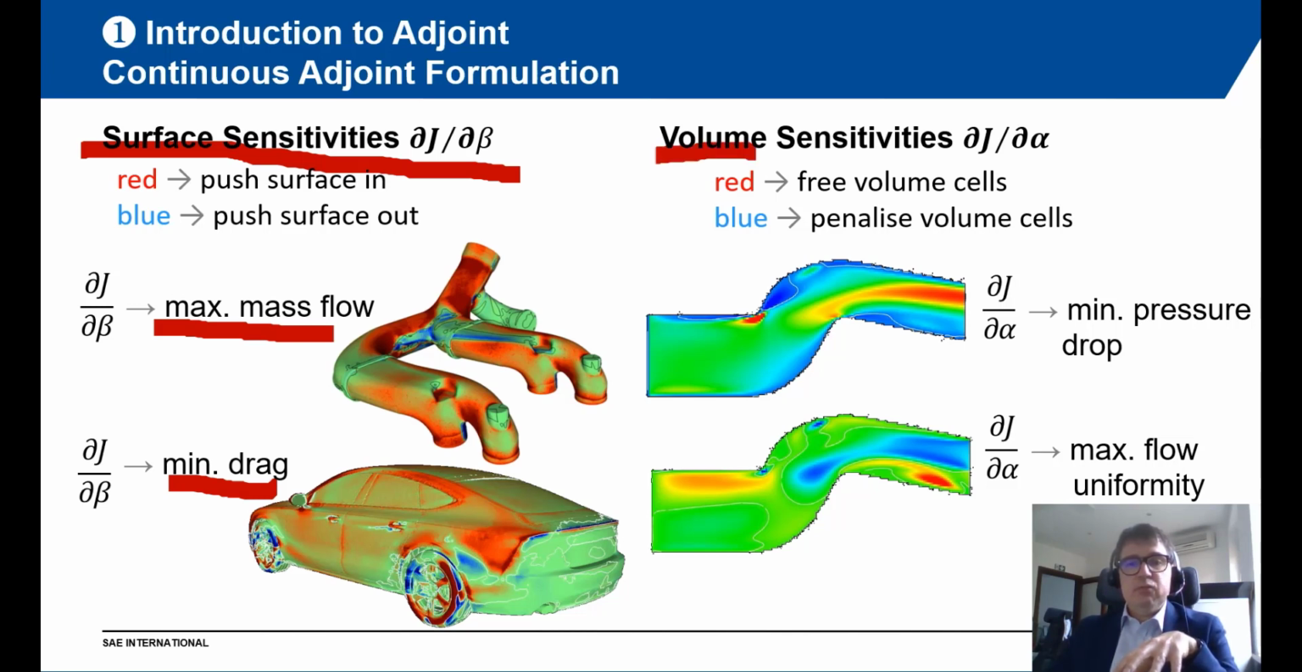And by the same token, when you account for volume sensitivities and you want to solve a topology optimization problem, then you have, for example, a duct and you want to minimize the pressure loss.